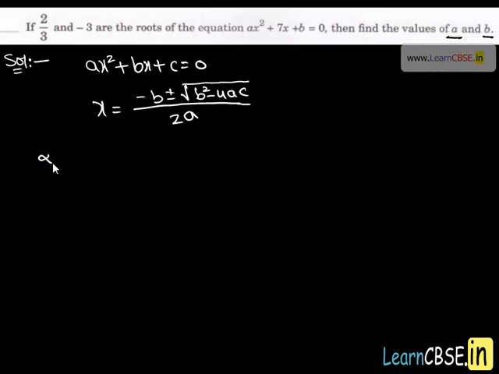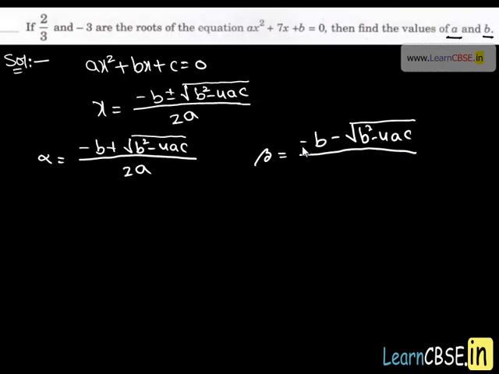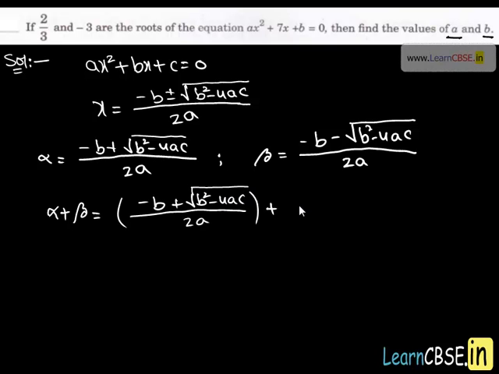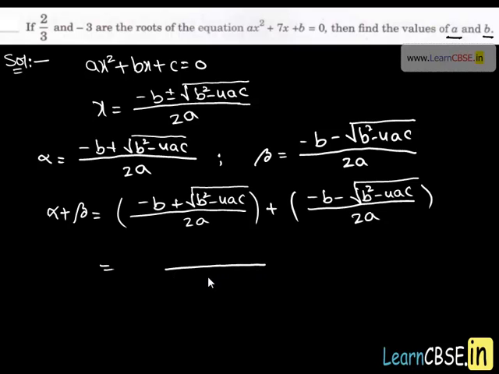If we take alpha = (-b + √(b² - 4ac)) / 2a and beta = (-b - √(b² - 4ac)) / 2a, the sum of the roots is alpha plus beta, that is (-b + √(b² - 4ac)) / 2a plus (-b - √(b² - 4ac)) / 2a. Both contain the same denominator, 2a, so their LCM is 2a.